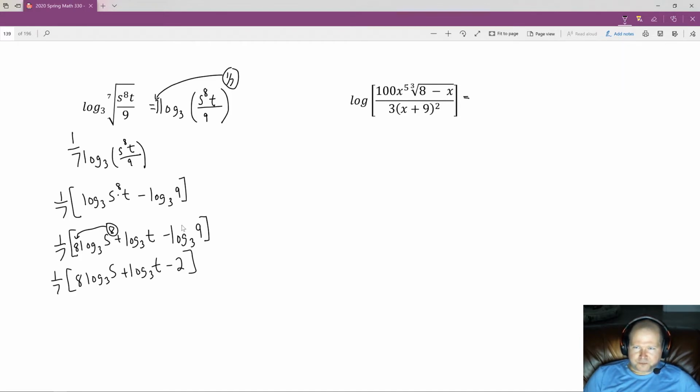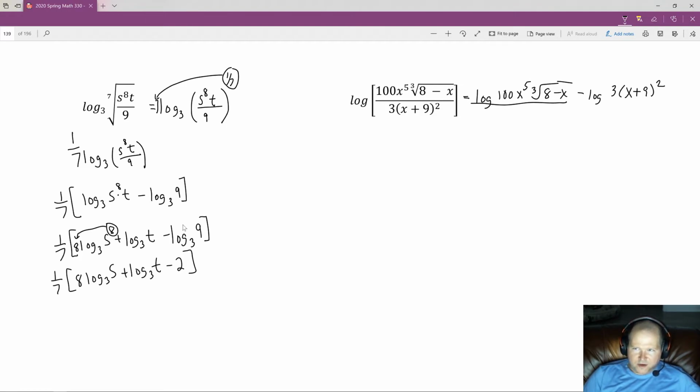Okay, now the worst one. This is a monster. Now even though this is in brackets, this is really just starting off with a fraction. So we're going to break this apart into two different logs. So the log of the numerator, and since you don't see it, you understand it's base 10. So the numerator is 100x to the 5th cube root of 8 minus x. They're going to subtract that from another log, and again base 10 because you don't see it, default is base 10, of 3 times x plus 9 squared.